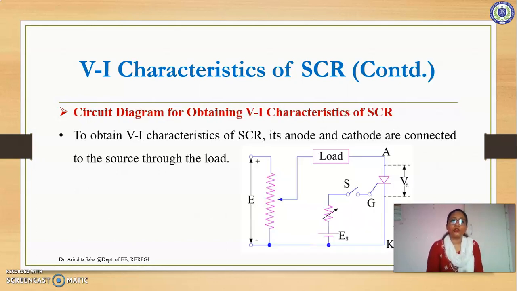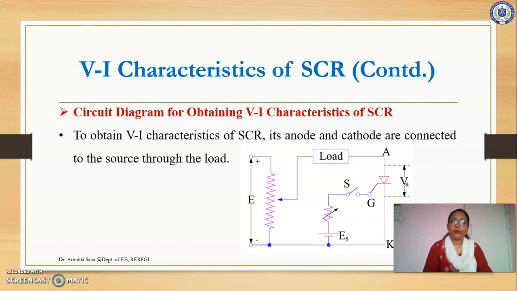In order to obtain the characteristic of SCR, we need a circuit diagram. So this is the elementary circuit for obtaining the VI characteristics, where A represents the anode terminal, K is the cathode terminal, and G is the gate. Anode and cathode are connected to the variable source via the load, and G is connected to another voltage source in order to provide positive gate current to the cathode only when the switch S is closed. VA is the voltage across the SCR, that is the voltage across the anode to cathode terminal. Similarly, IA will be the current through the SCR.